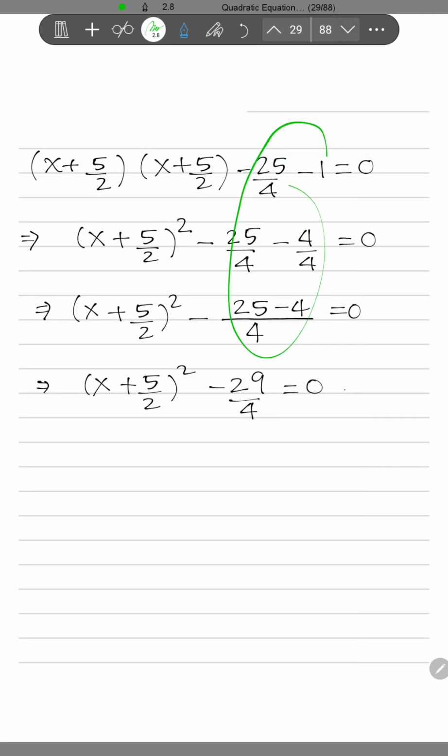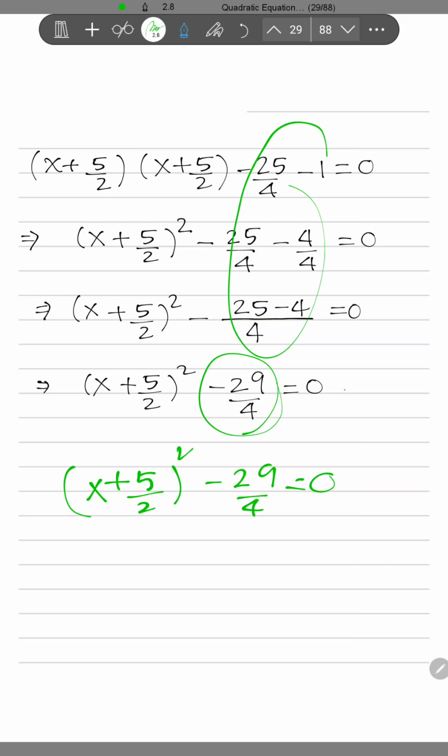Once I simplify this part, I have this one here. So this is completed square, okay? X plus 5 over 2, the whole square, minus 29 over 4 is equal to 0 is a completed square form of the given quadratic equation.